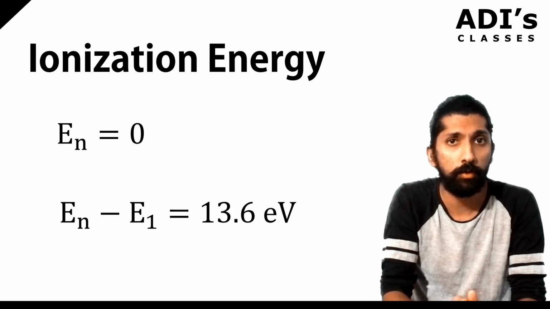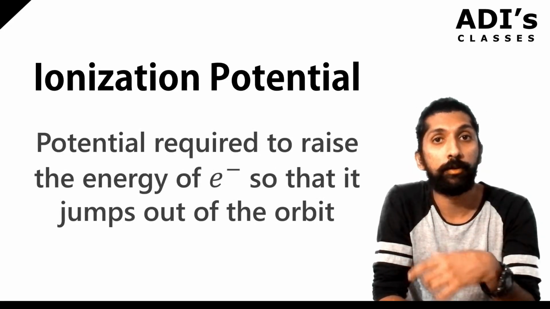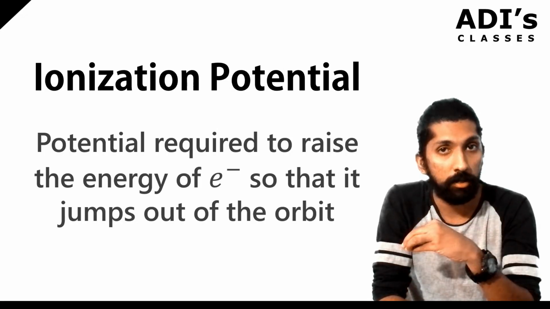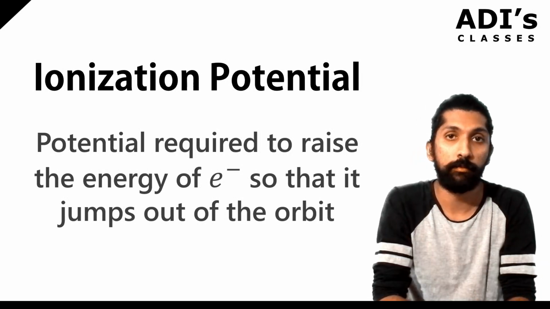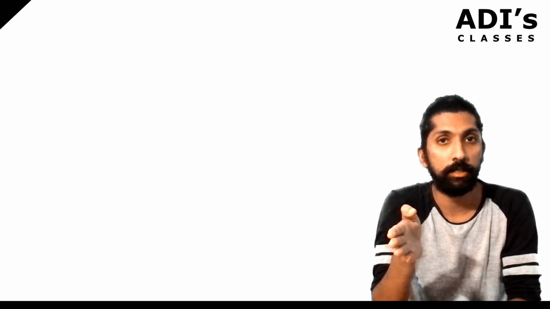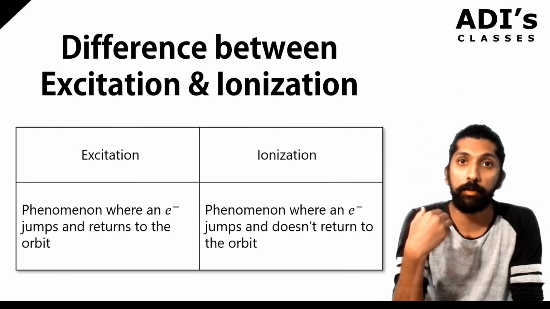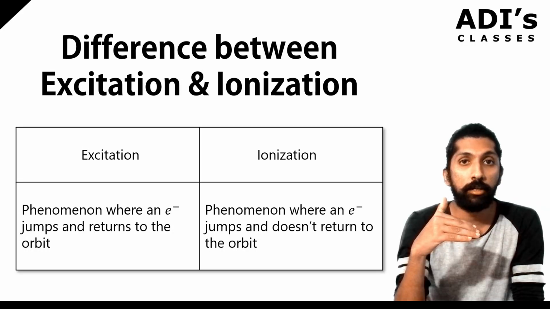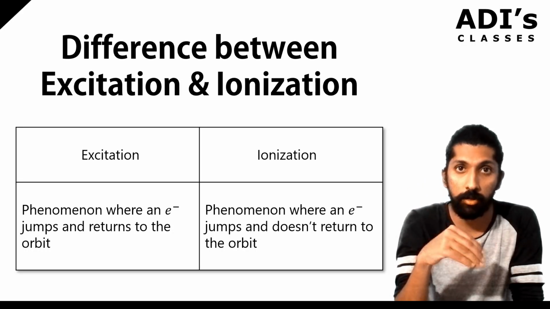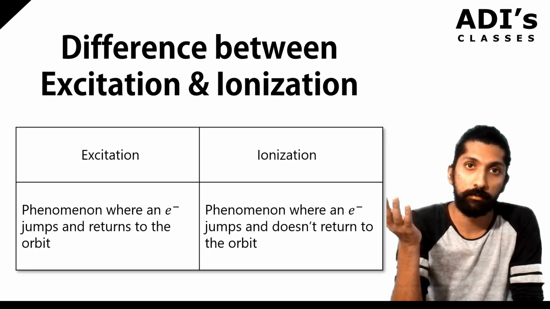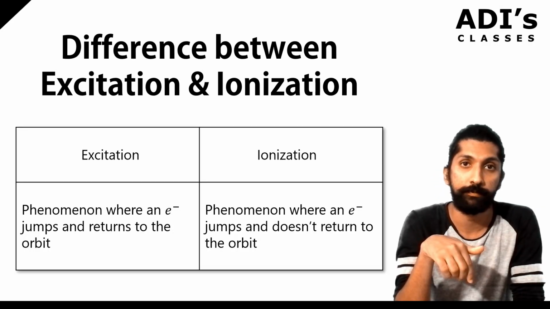So we have ionization potential. The same thing: by how much potential we have to raise so that the electron jumps out of the orbit. Clear? So these are the two phenomena, one is excitation, one is ionization. The difference between these two is that in excitation, the electron jumps but it returns back. But in ionization, the electron jumps and it just flies off the orbit. It's not going to come back. This is the major difference between excitation and ionization.